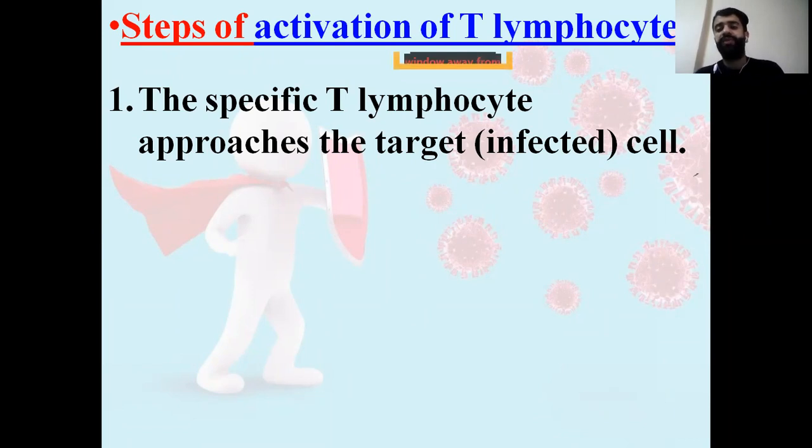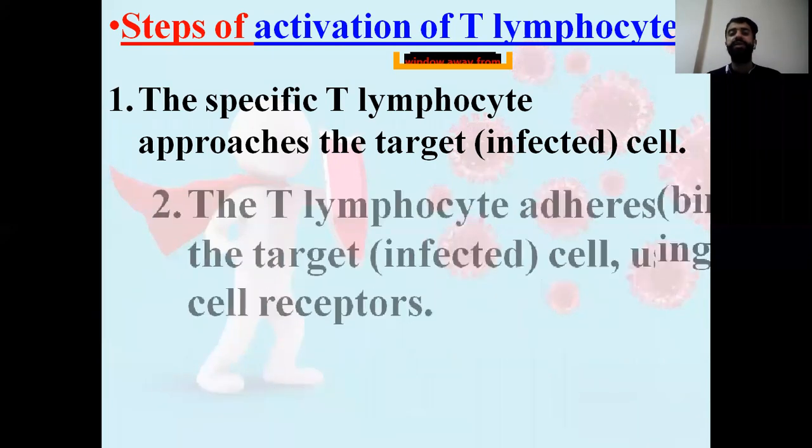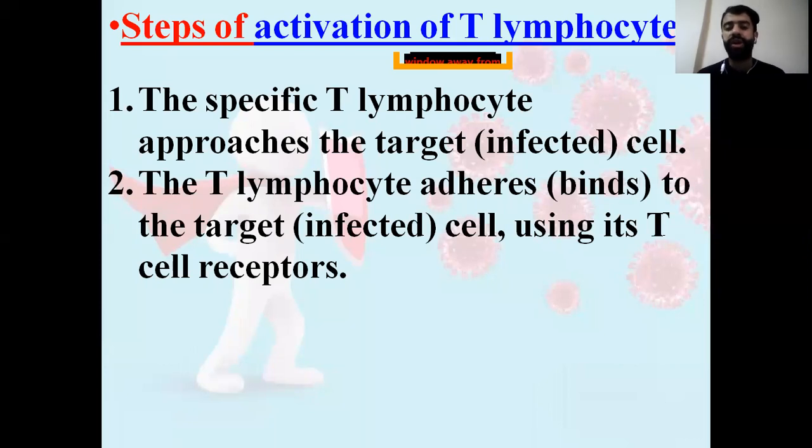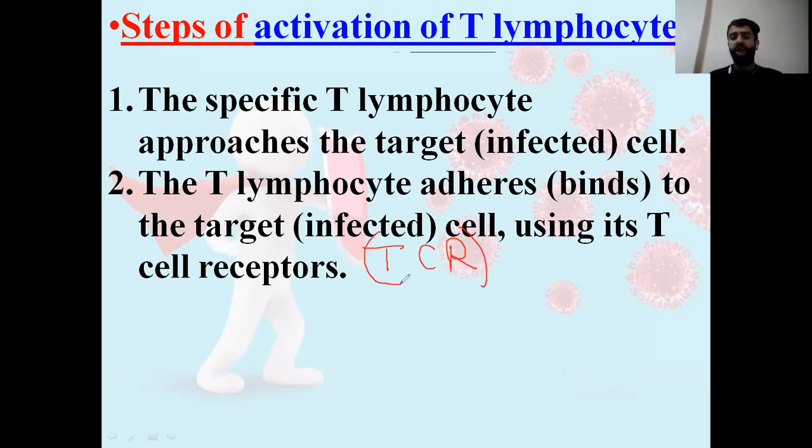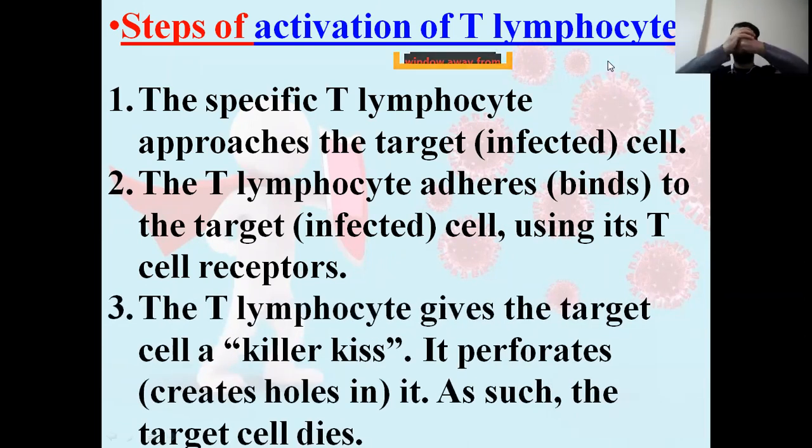First, the specific T lymphocytes approach toward the target cell or the infected cell. Second, the T lymphocytes adhere or bind to the target cell using their T cell receptors, their TCRs. So they get in direct contact. First they approach, then they get in direct contact, and the third step, what will happen? The T lymphocytes give the target cell a killer kiss.